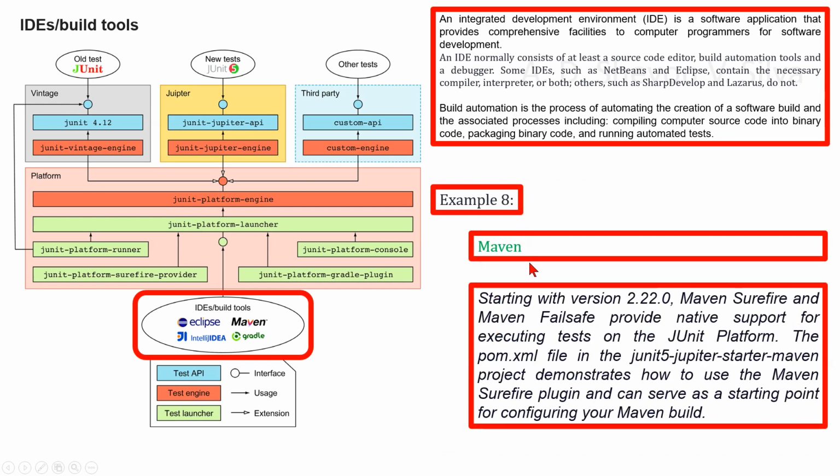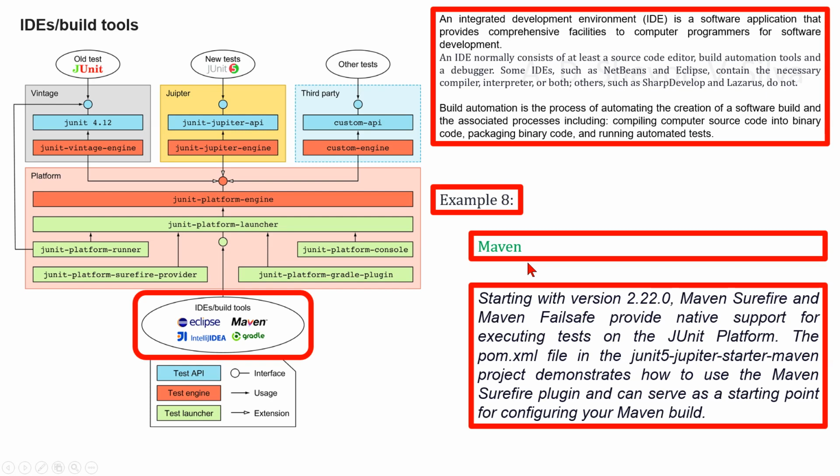As an example 8, we can consider Maven. Starting with version 2.22.0, Maven Surefire and Maven Failsafe provide native support for executing tests on the JUnit platform. The pom.xml file in the junit5-jupiter-starter-maven project demonstrates how to use the Maven Surefire plugin and can serve as a starting point for configuring your Maven build.